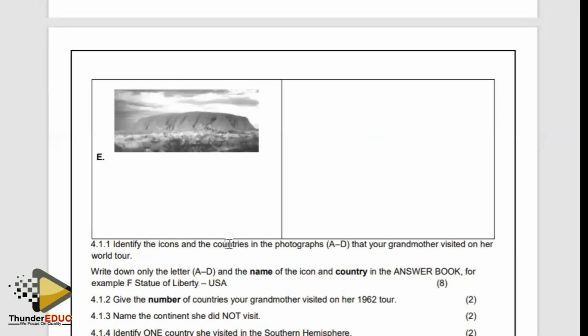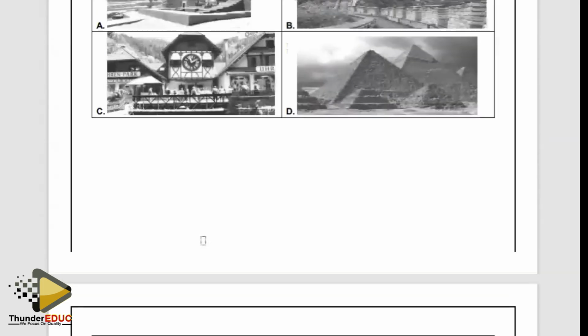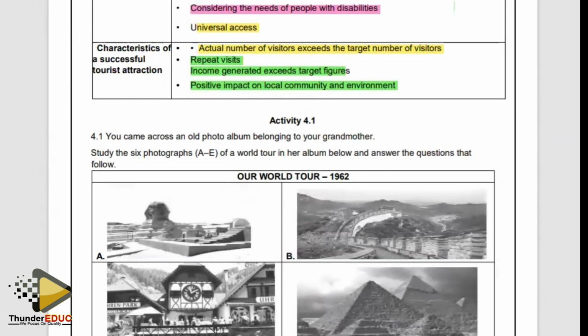identify the icons and the countries in the photographs A to D that your grandmother visited on your world tour. So going back to the icons, we are going to identify 2 things. The question requires 2 things: the name of the icon. Then in addition to that, they also need the country.